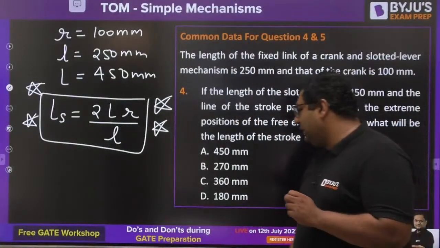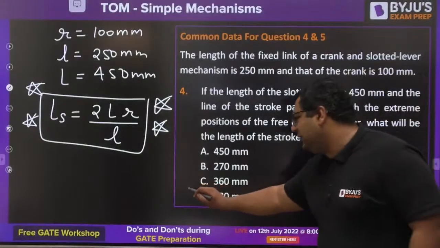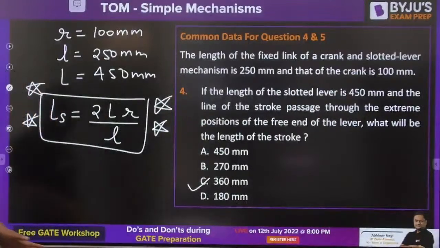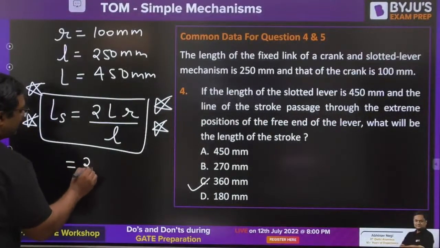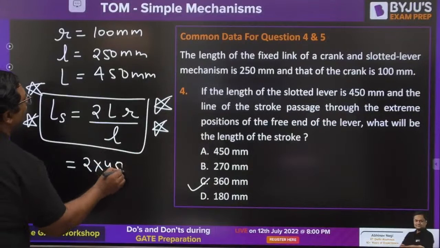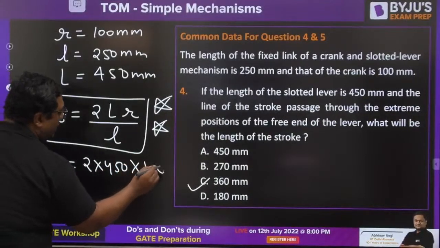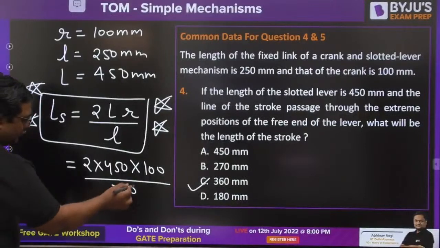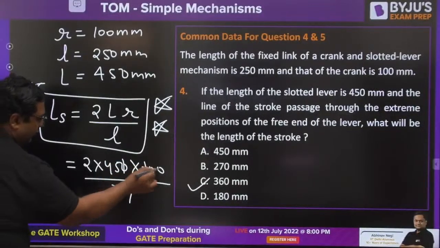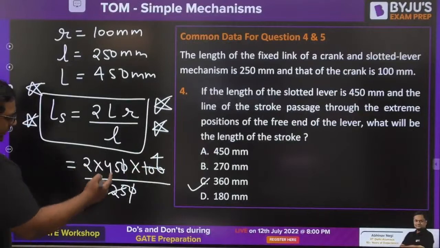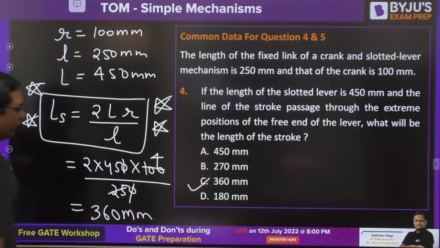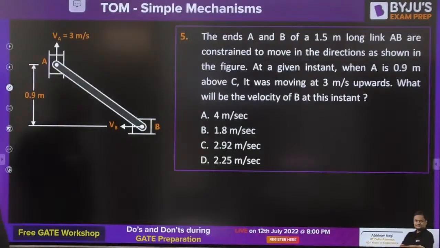So answer will be coming out to be 360 mm. So guys, you just need to put the value and get the answer. So you will say 2 times into 450 into 100 by 250. So you will be getting 0 will get cancel out, 25 4 ja. Okay, 8 into 45 is 360 mm. So very good guys. Question number 5 in front of you.